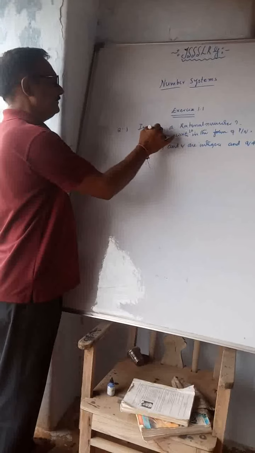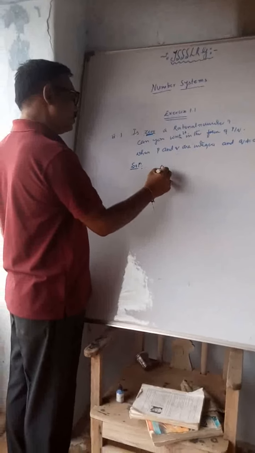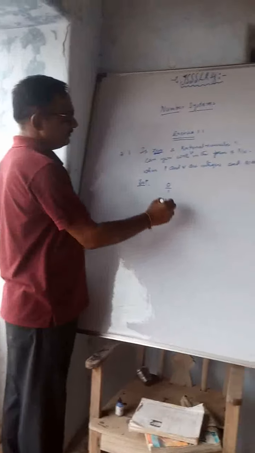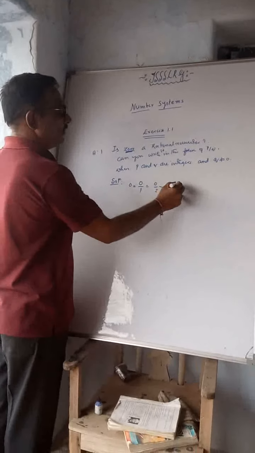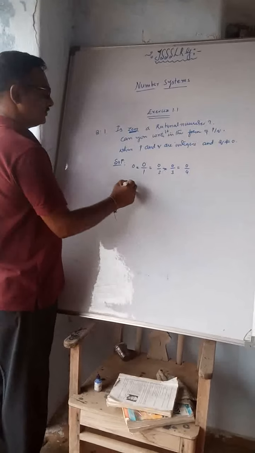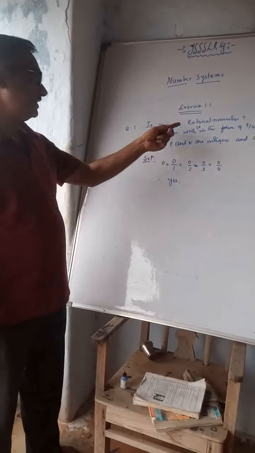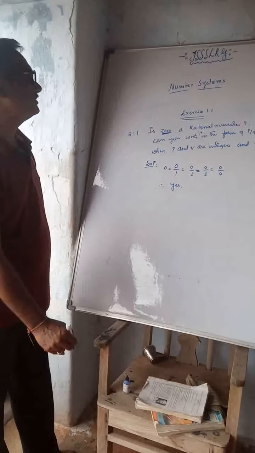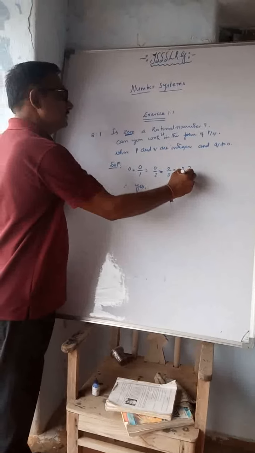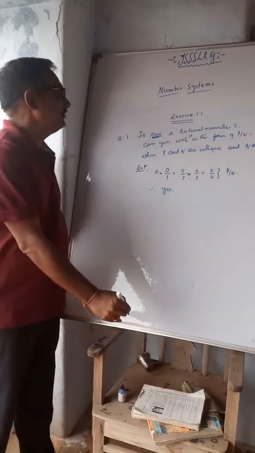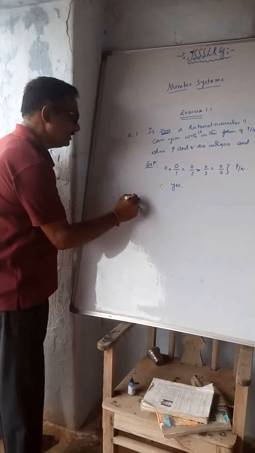About 0 he is asking, we can write it in the form of P by Q because 0 is followed by 1. We can write it as 0 by 1. 0 is equal to 0 by 1 or 0 by 2, 0 by 3. All the values we get are the same. So we can write the answer as yes. Yes, 0 is a rational number. We have written it in the form of P by Q, where Q is not equal to 0.